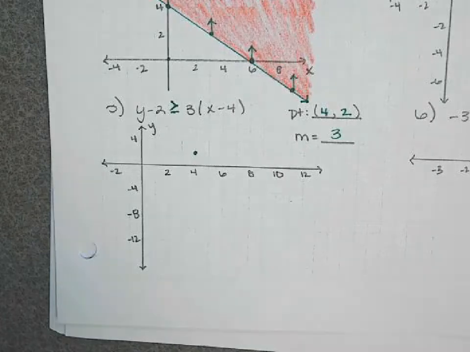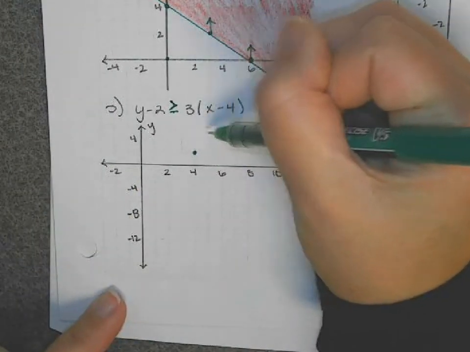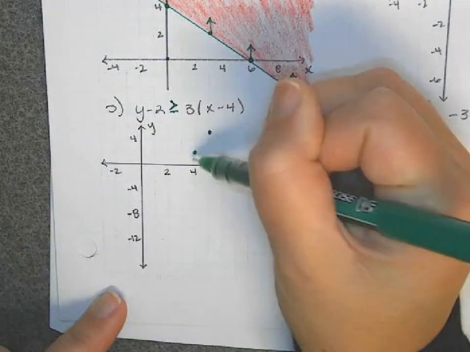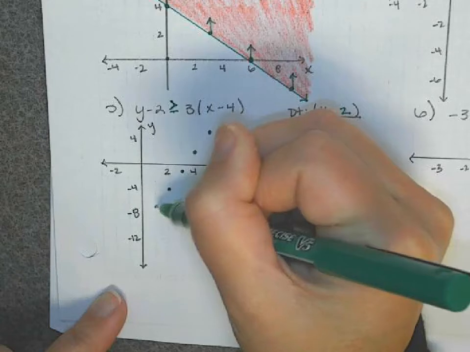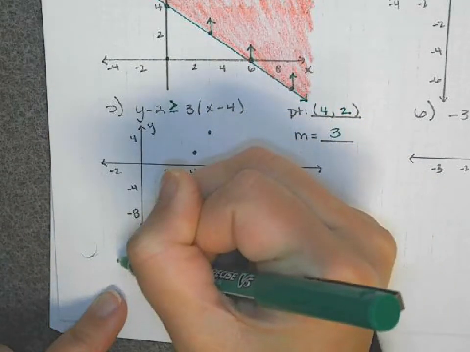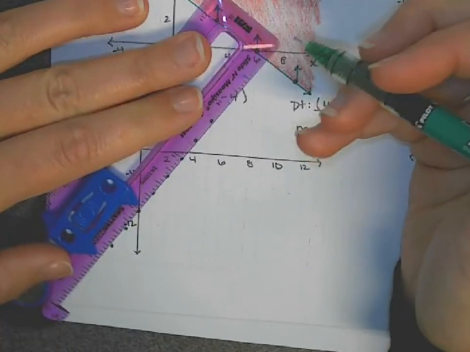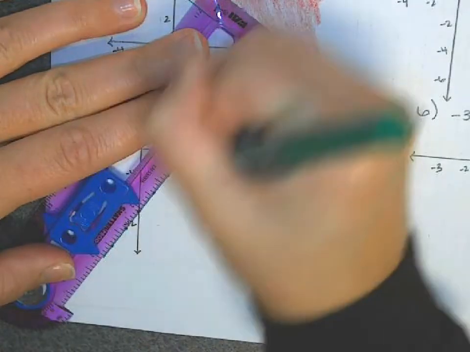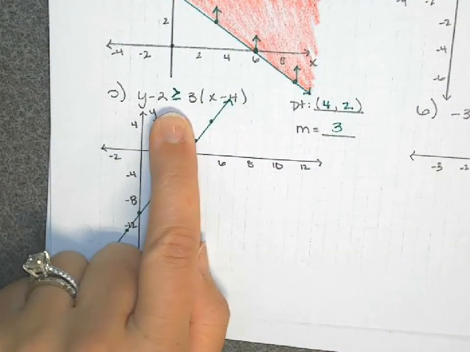So be careful because the scale here on your y is up by 2s. So up 3, right 1. Down 3, left 1. Am I going to use a solid line or a dashed line? Solid. Here's my solid line.